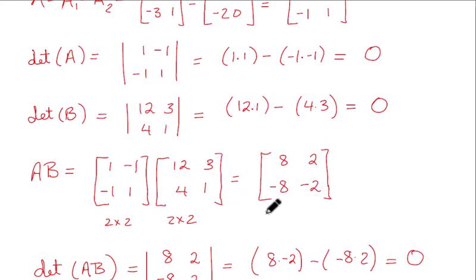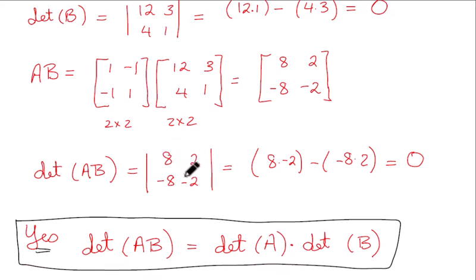And so they say, well, what is the determinant of this new matrix A times B? Let's see, 8 times minus 2, this would be a minus 16, minus minus 8 times 2, the other diagonal. So I got minus 16 minus minus 16, and so when I add that up, I get 0. And what they wanted you to notice is that the determinant of the product is the product of the determinants for each of them separately.